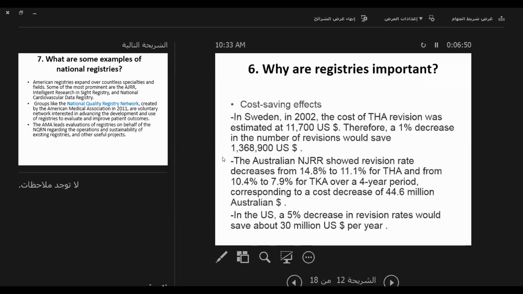The Australian National Joint Replacement Registry showed revision rate decrease from 14.8% to 11.1% for total hip arthroplasty, and from 10% to 7% almost for total knee arthroplasty over a period of 4 years. This will correspond to a cost decrease about 4.4 million Australian dollars.